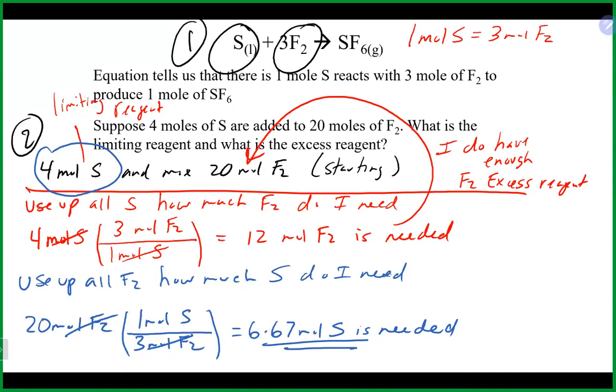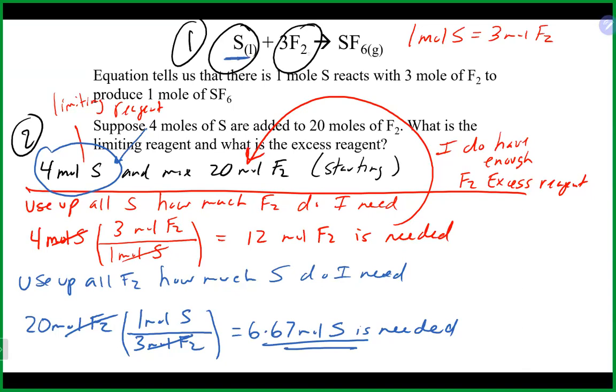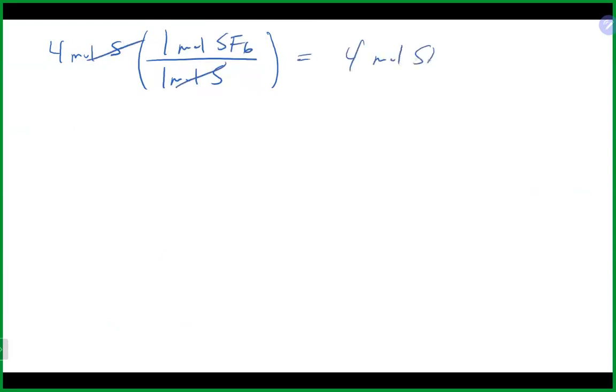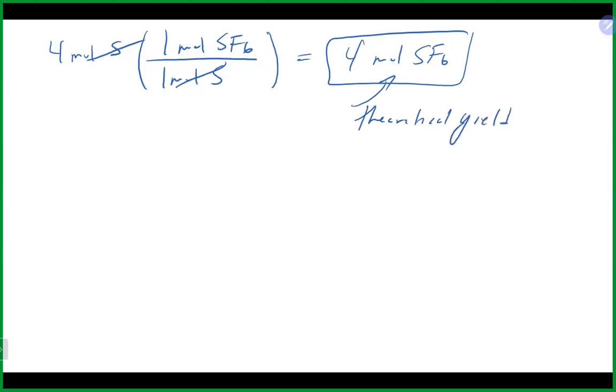So we will go back to the starting amount here. And in this case, we have 4 moles of sulfur. And now we want to figure out how much product we would produce. So between sulfur and our SF6, it's a 1-to-1 relationship. So 1 mole of sulfur gives me 1 mole of my product. And that should give me 4 moles of SF6. And that would be my theoretical yield in moles in this case, which obviously if I wanted grams, I could take it one more step further and calculate how many grams of SF6 that would be.